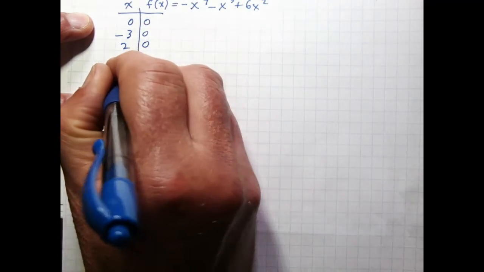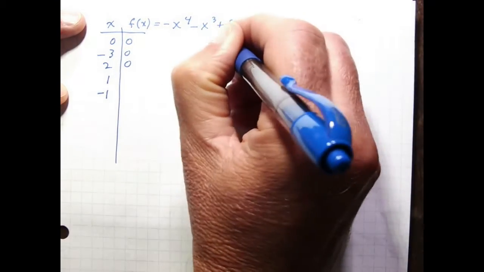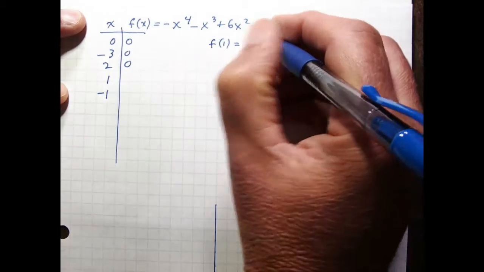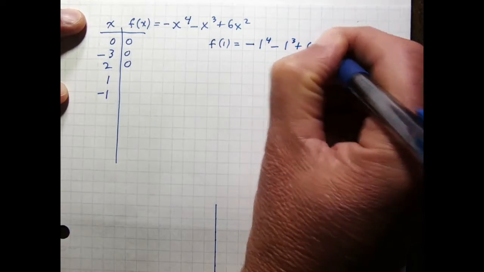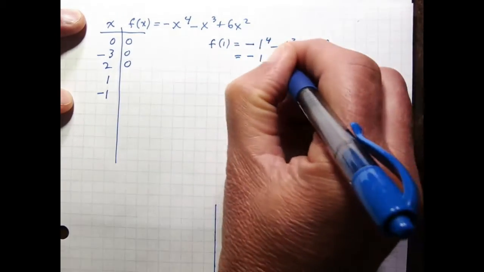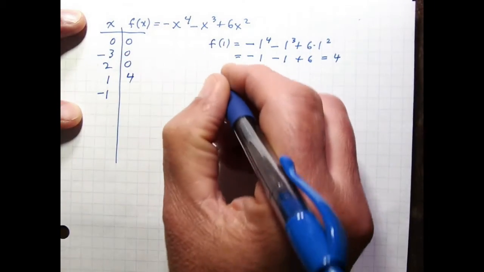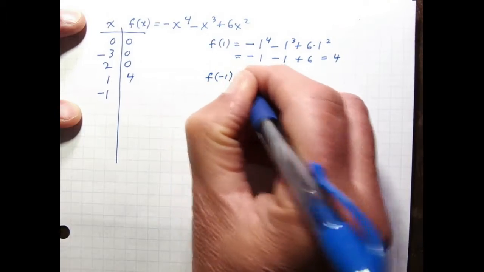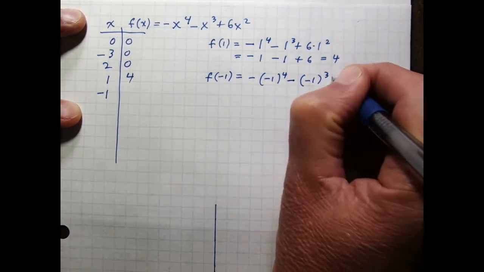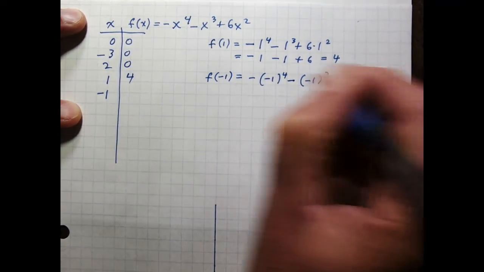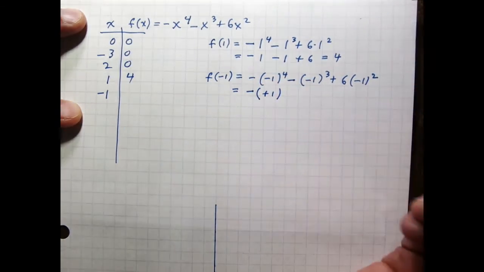I guess I might as well plug in 1 and negative 1 into that function. f of 1 is minus 1 to the 4th minus 1 cubed plus 6 times 1 squared. That's negative 1 minus 1 plus 6, which is going to be 4. And f of negative 1 is minus negative 1 to the 4th minus negative 1 cubed plus 6 times negative 1 squared. That's going to be minus a positive 1. I just put the plus for emphasis.